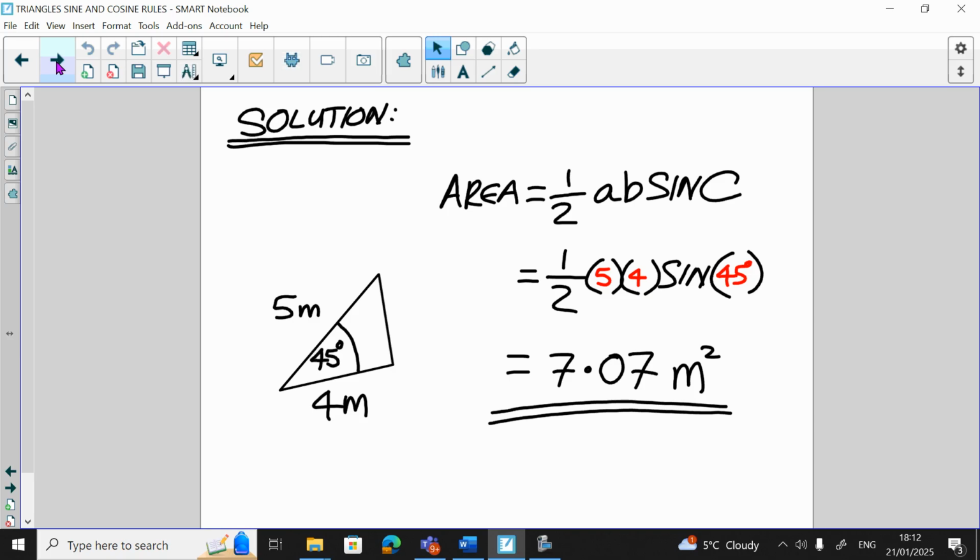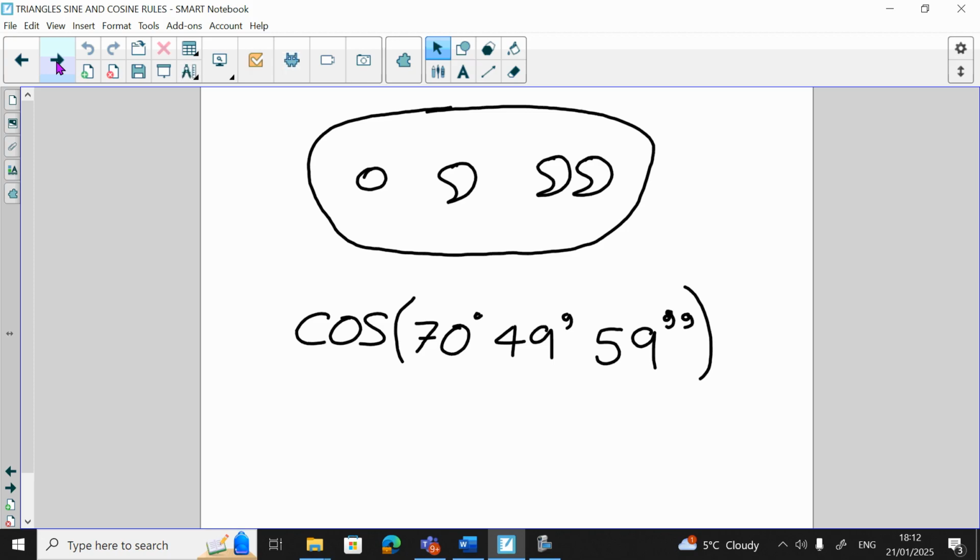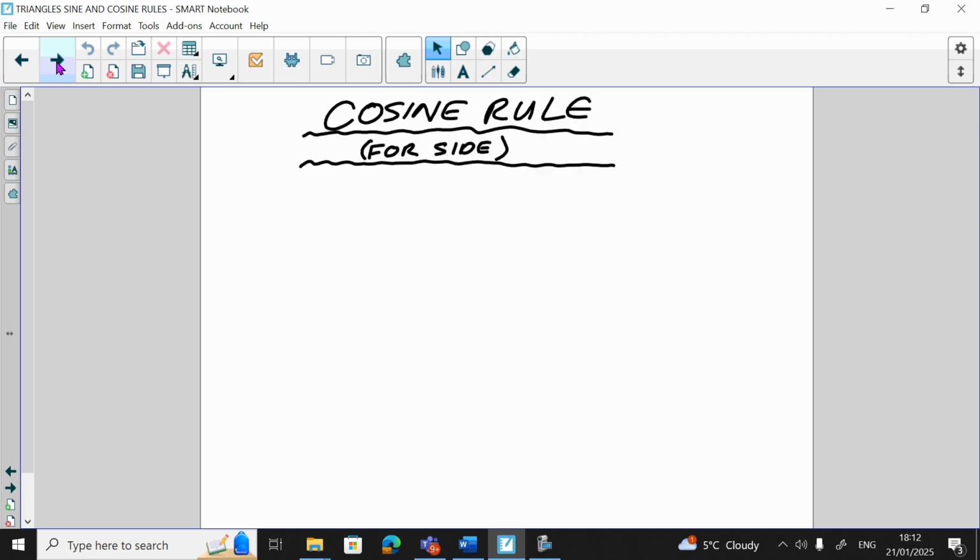So just ask your pal if you've got one, or ask the lecturer if they know how to work your calculator. But really, it should be your job to know how to work your calculator. Forget about that. Okay, that's us done with the area.